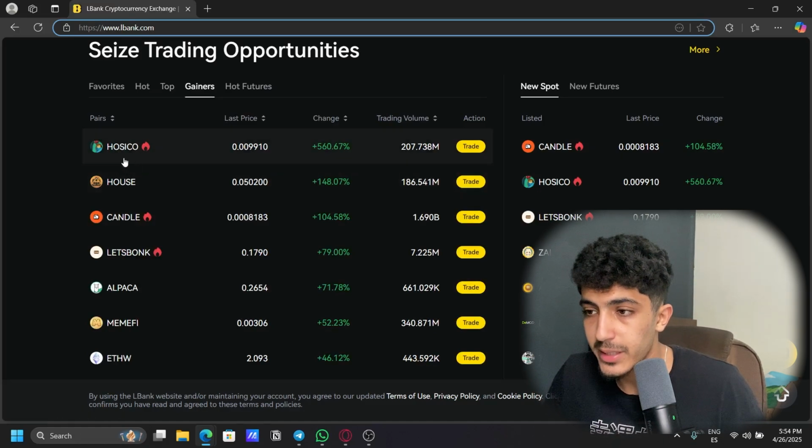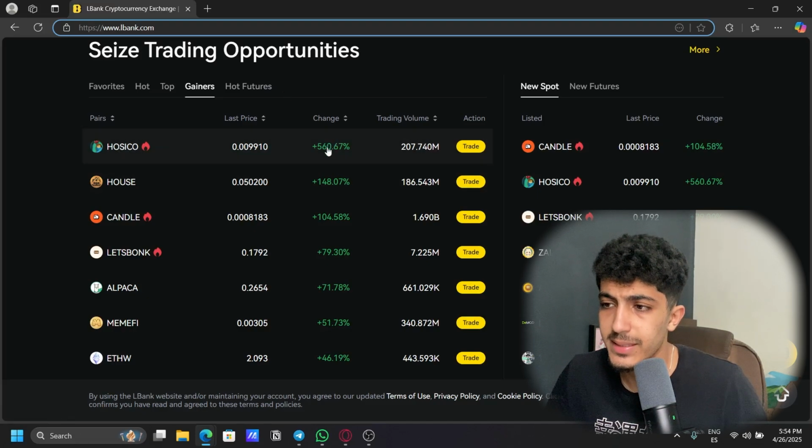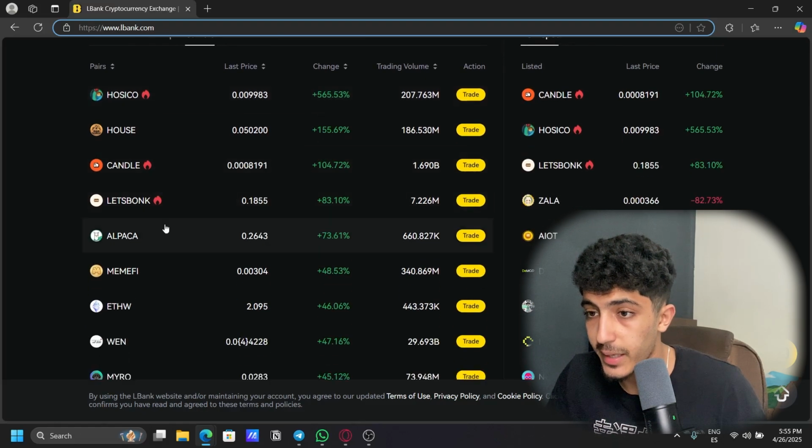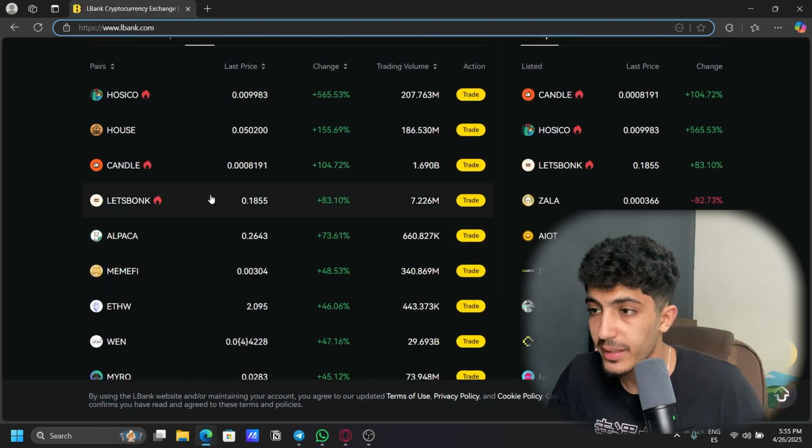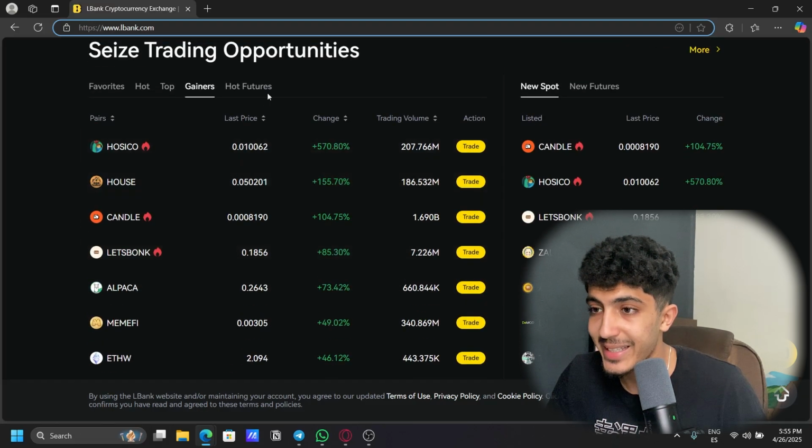So here we have this coin. It's a meme coin, I think. They have a change of 560% just today, and that is huge. We have other coins here too. We will see lots of coins are doing some great moves.